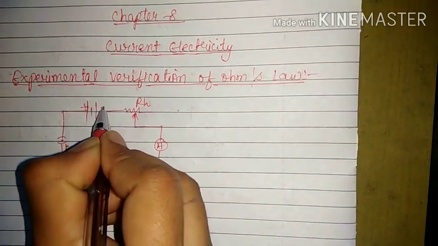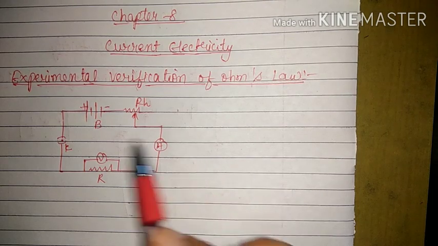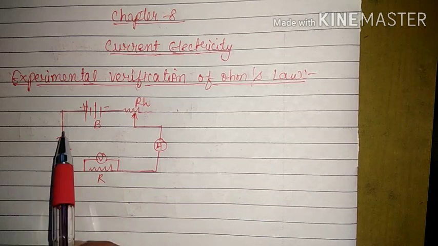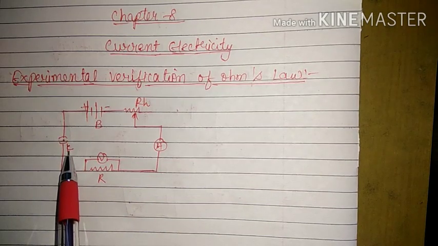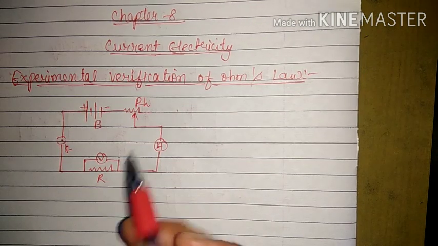One will be the positive terminal, one will be the negative terminal, and the battery will provide potential difference to make the flow of current in the circuit. The key will be used as a switch which will allow the flow of current or stop the flow of current in the circuit.